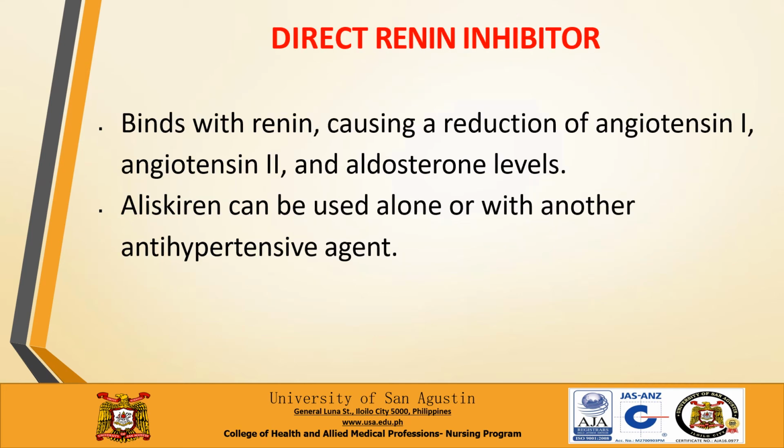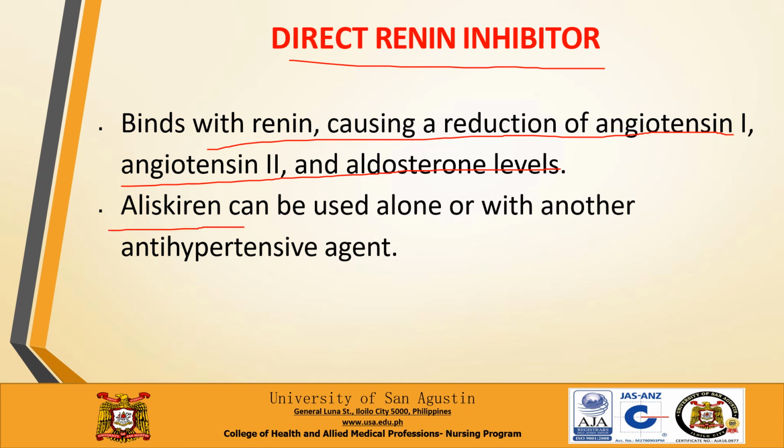Okay? And then direct renin inhibitor. It binds with renin, causing the reduction of angiotensin 1, angiotensin 2, and aldosterone levels. So the very common is your aliskiren. So it can be used alone or with other antihypertensive agents.